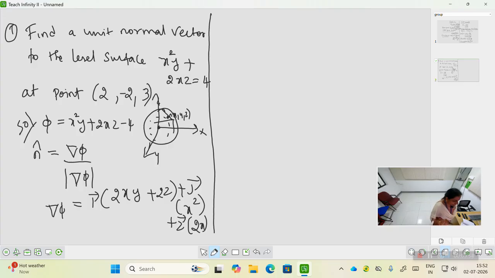Now it is time to substitute the point. As I told you, what point? 2, minus 2 and 3 I have to substitute, and then I have to find the gradient of this vector. What do you mean by gradient? Rate of change of this scalar function, right?